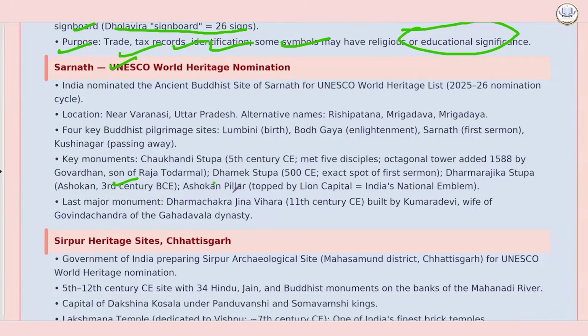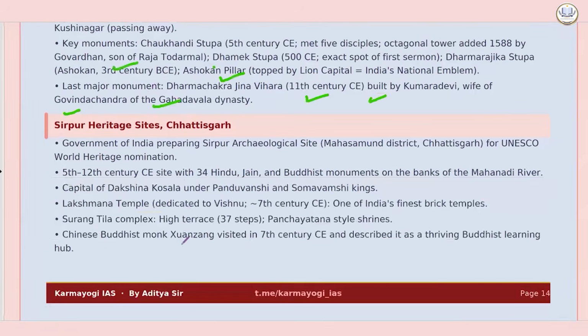Last major monument, Dharmchakra Jina Vihara, 11th century CE, built by Kumaradevi, wife of Govinda Chandra of the Gadwala dynasty. We have Sirpur Heritage Site, Chhattisgarh. The Government of India is preparing the Sirpur Archaeological Site in the Mahasamund district, Chhattisgarh, for UNESCO World Heritage nomination. 5th to 12th century CE sites with 34 Hindu, Jain and Buddhist monuments on the bank of the Mahanadi River. Capital of Dakshin Kosala under the Panduvanshi and Somavanshi kings.